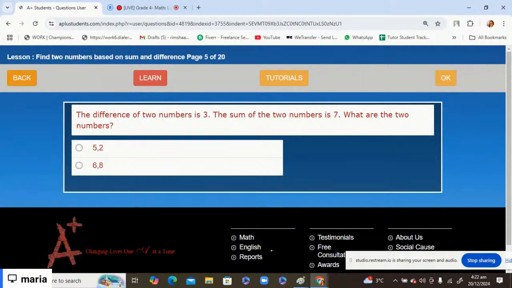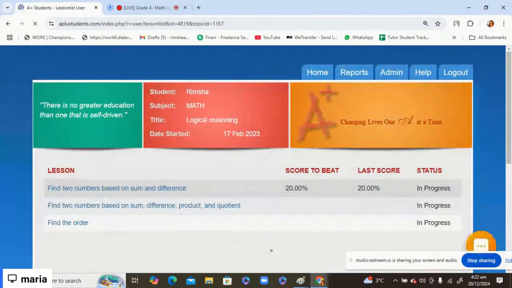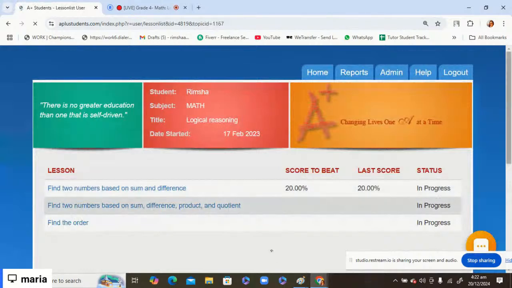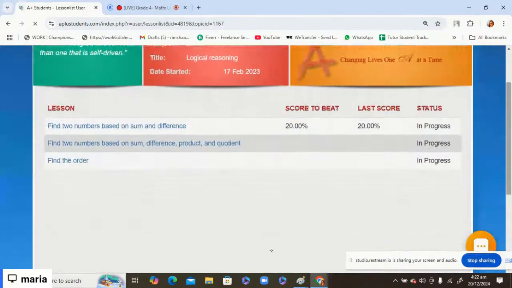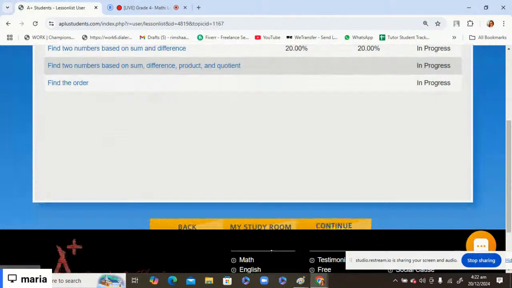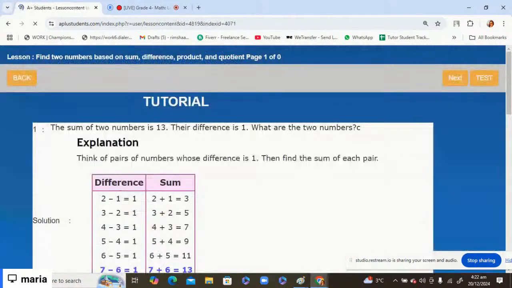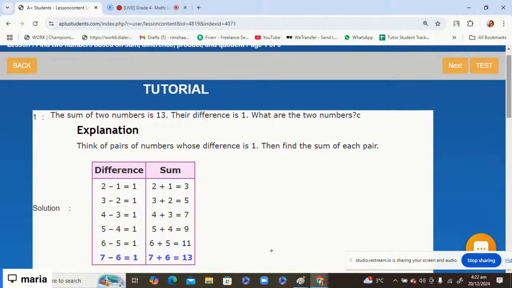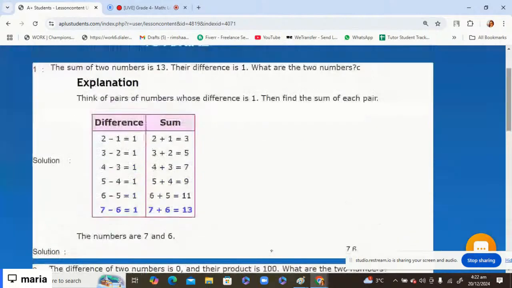Hope you guys understand this lesson. So solve the rest of the test questions by yourself. Now let's move to the next lesson, which is finding two numbers based upon sum, difference, product, and quotient. Here four terms are involved: sum, difference, multiplication, and division. So the sum of two numbers is 13, the difference is 1. What are the two numbers?